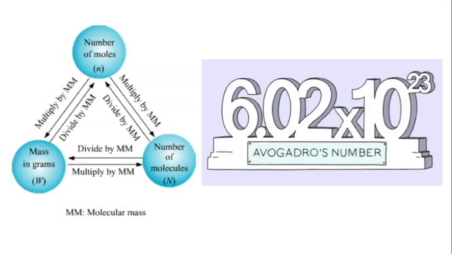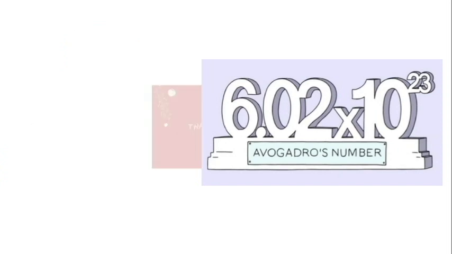So here's an overview. The mole is a unit for counting particles in a given mass of a substance. Each mole of a substance is made up of 6.022 times 10 raised to the power of 23 particles. The molar mass of a substance is the mass in grams that is numerically equal to the atomic mass or formula mass of the substance.